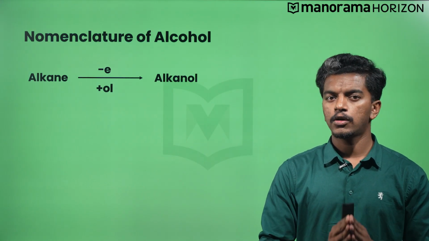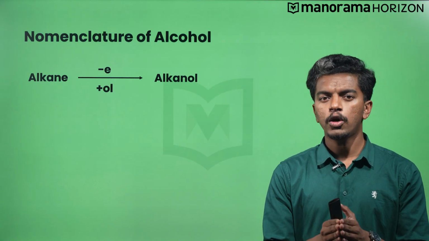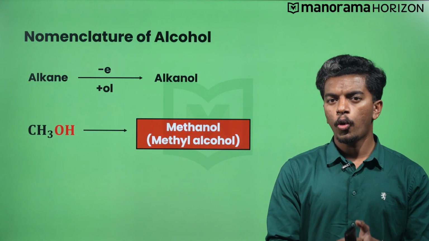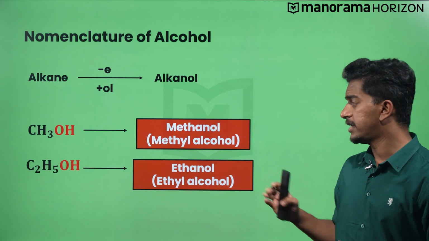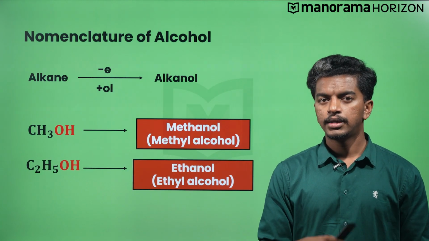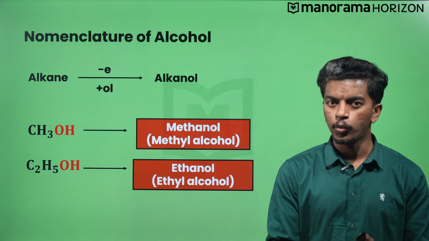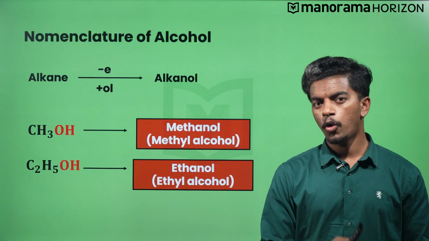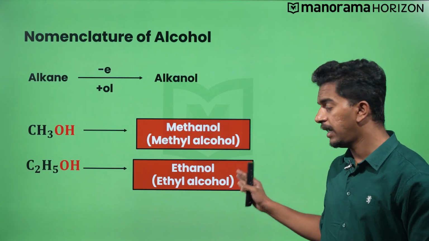The name of an alcohol is derived from the name of an alkane by substituting E of an alkane with the suffix -ol. Thus, CH3OH is named as methanol and C2H5OH is named as ethanol. Whereas, the common name of an alcohol is derived from the common name of the alkyl group and adding the word alcohol to it. For example, CH3OH is methyl alcohol and C2H5OH is ethyl alcohol.